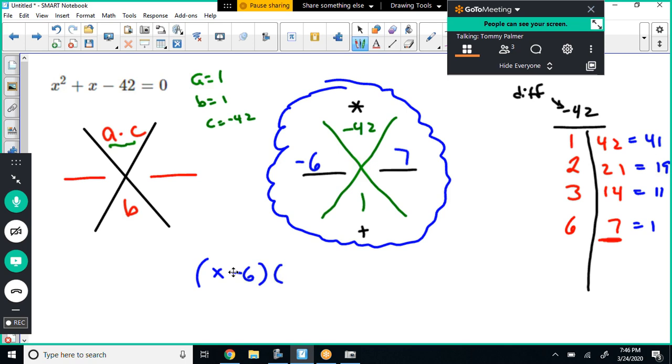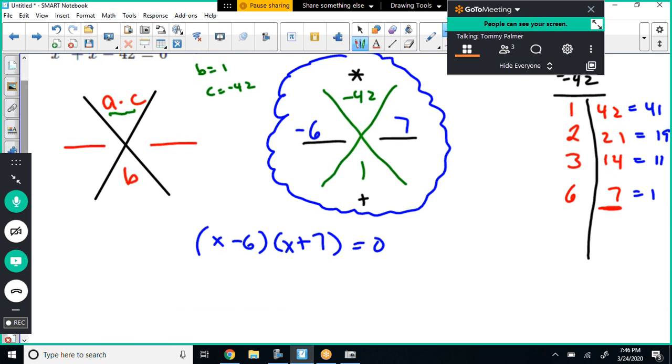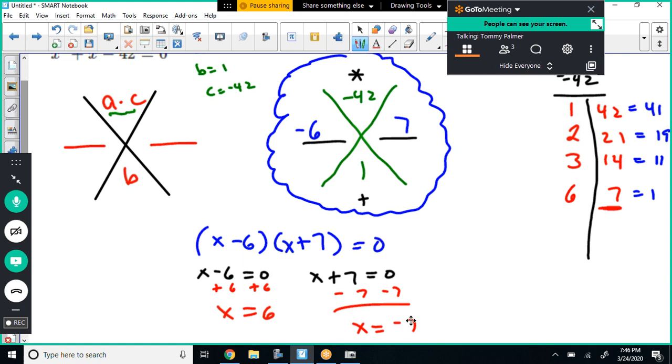Because this A is a 1, I can put them straight like this, as factors. And then I can use the zero property, which means you take each factor and set it equal to 0. Then you would add 6, so x equals 6. And over here, x would equal negative 7. So that's factoring. I found by factoring that this quadratic crosses at 6 and at negative 7.